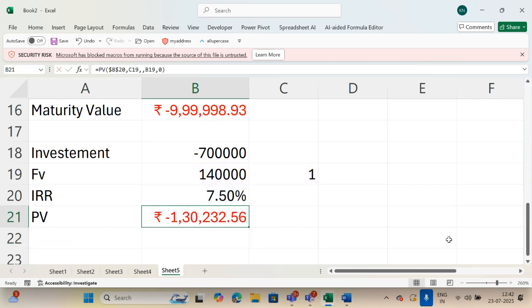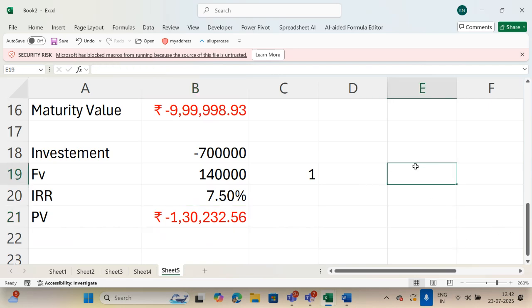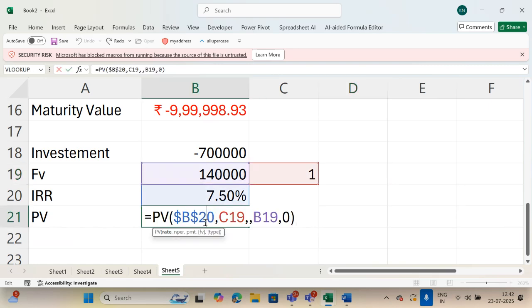So what is the value of the 1,40,000 which I will get after 1 year, and currently what is the value of it? That is 1,30,232.56. Is it clear? I'm going to give you one more example of it. But do it yourself.